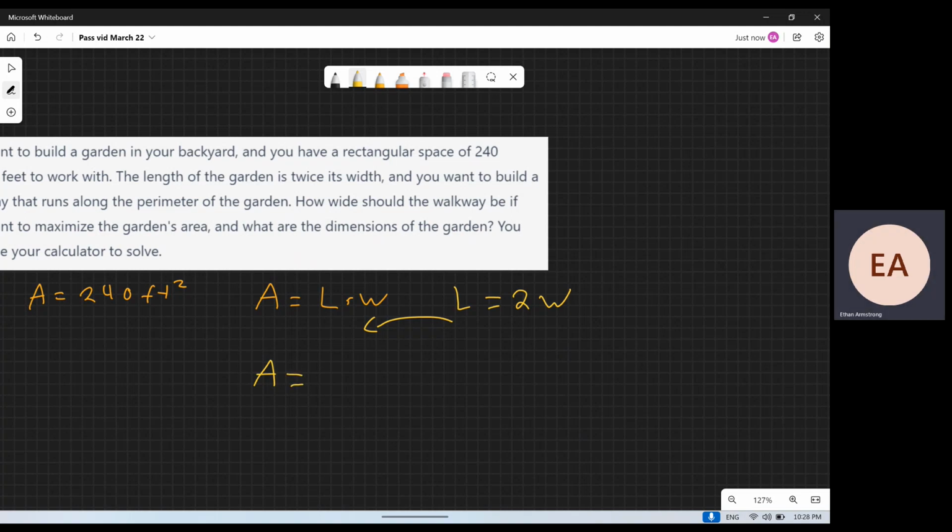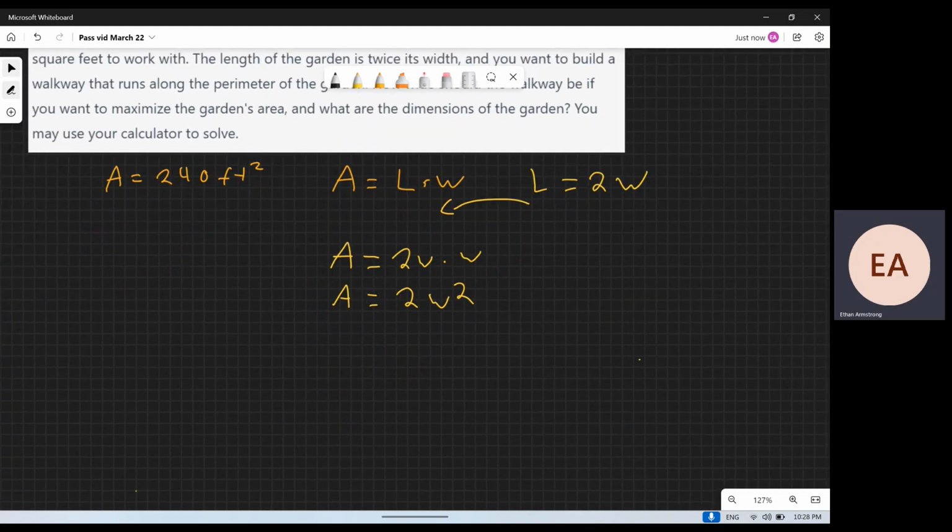So we know that the length equals 2w. So that means it equals 2w times w. So the area equals 2w squared. And since we know that the area is 240 feet, we can set that equal to it and then solve for w. So 240 equals 2w squared, divided by 2. 120 equals w squared. Then we can square root that.